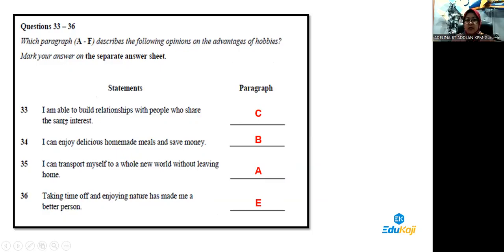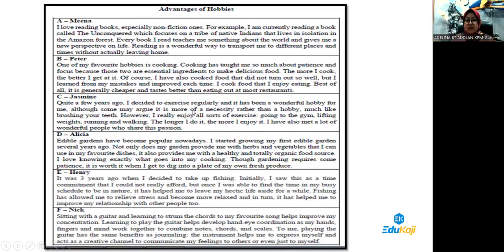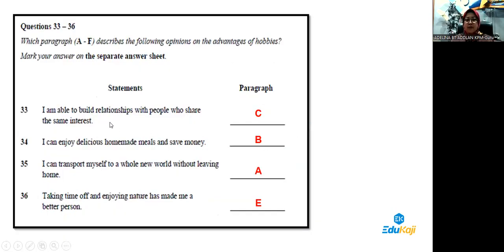Now, C is who? I'm able to build a relationship with people who share the same interests. Who is C? C is Jasmine. Okay, what did she do? To exercise regularly has been a wonderful hobby for me, although some may argue it is more of a necessity rather than a hobby. Much like brushing your teeth, however, I really enjoy all sorts of exercise, going to the gym, lifting weights, running and walking. The longer I do it, the more I enjoy it. I have also met a lot of wonderful people who share this passion. See, met a lot of people. So therefore, it builds relationships, shares interests.